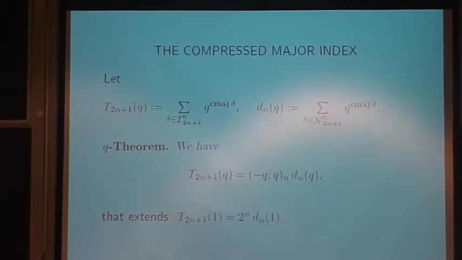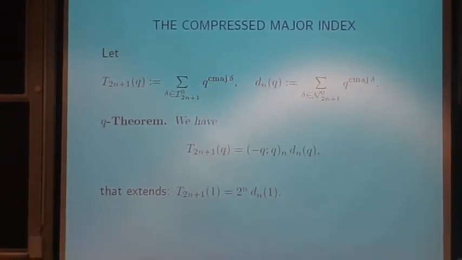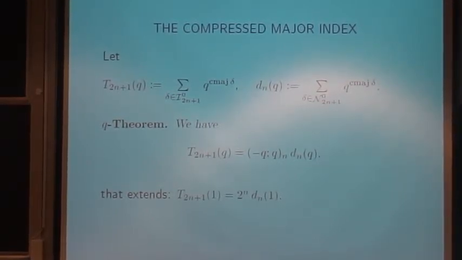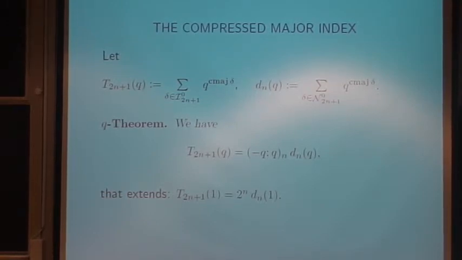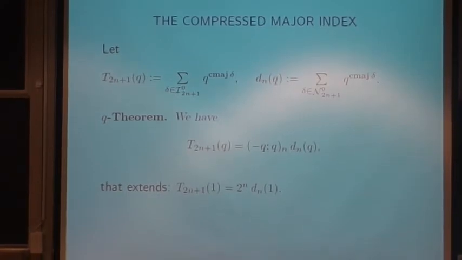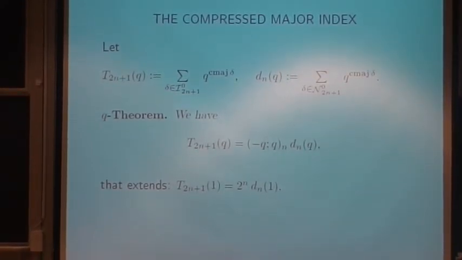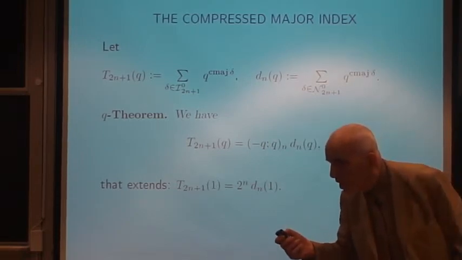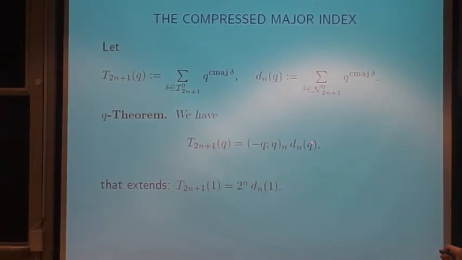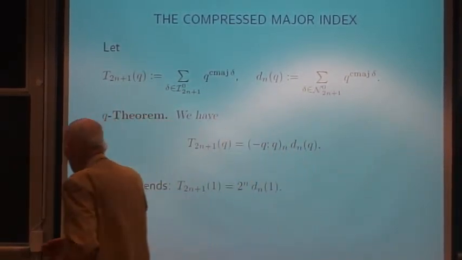Now let's take t_(2n+1) of q. This is the generating function for the interlaced doublets by the compressed major. This is the generating function for the normalized by the compressed major. And the theorem says that we should extend what we had before, the Durand proposition. So the Q proposition becomes a theorem, and that is t equal to this.